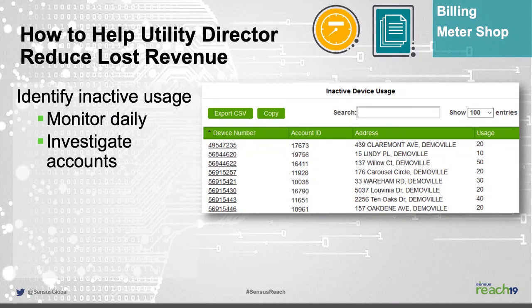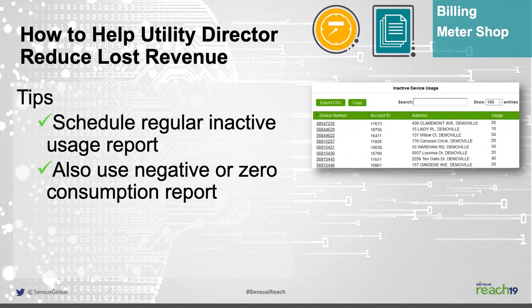Also with Report Access, we have the negative consumption report, right? That might be some theft going on, or the meter's installed backwards. Or the zero consumption report. This is where the meter is stuck. It's not reporting that usage anymore, and you need to go through these and go out into the field and figure out what's going on, so you can help meet that goal that your utility director set out.